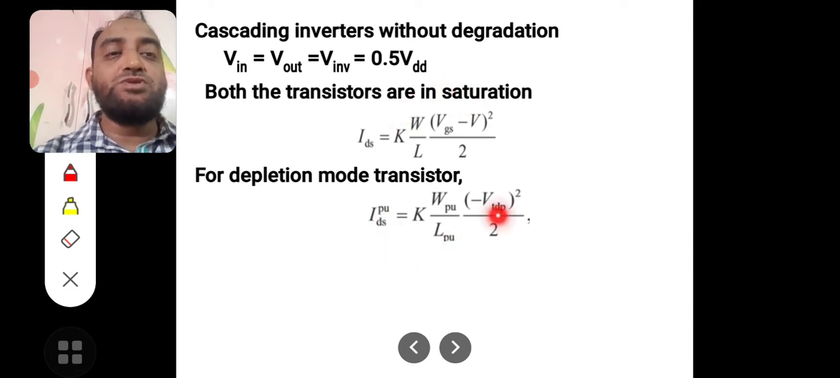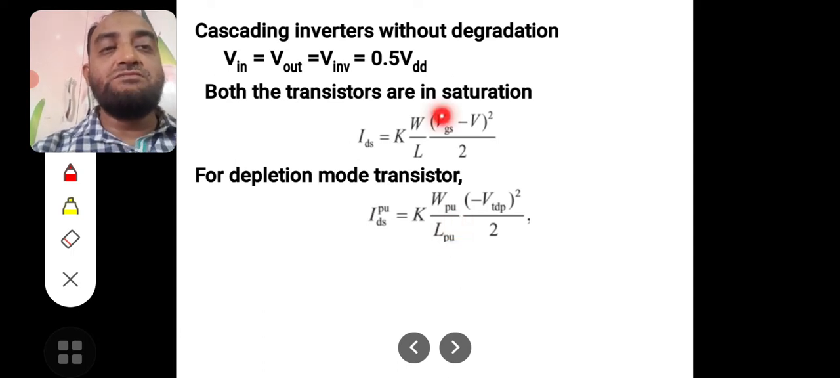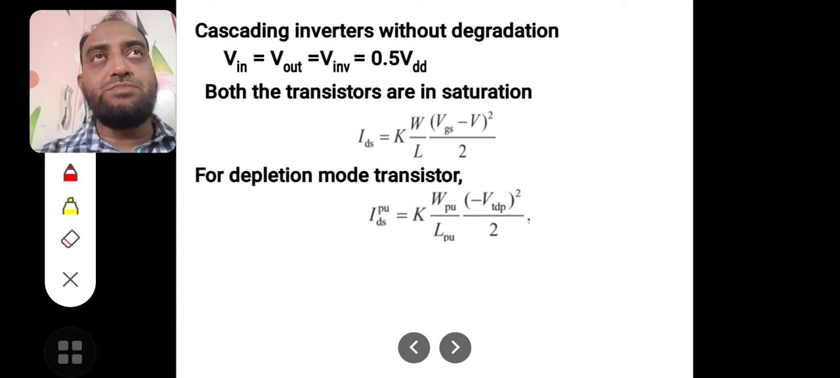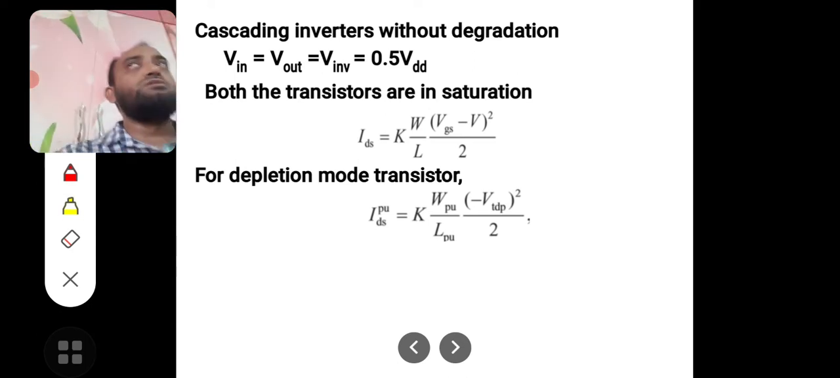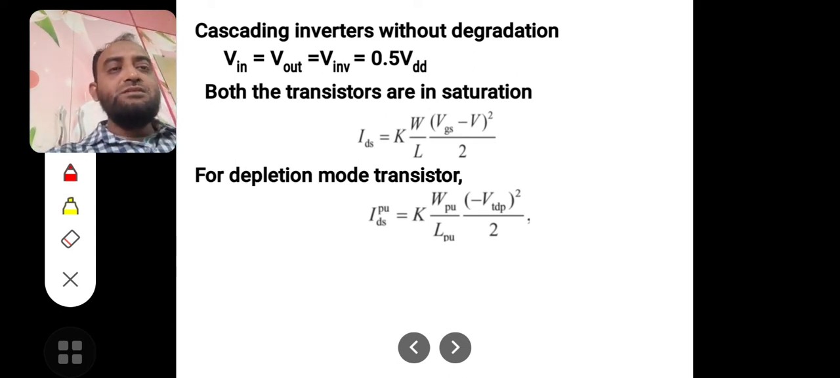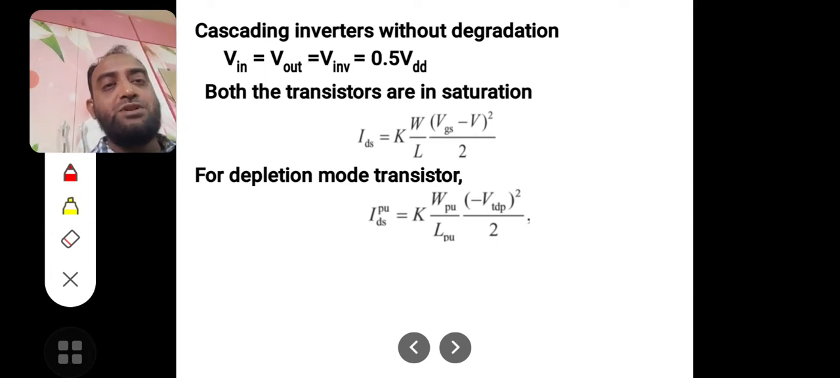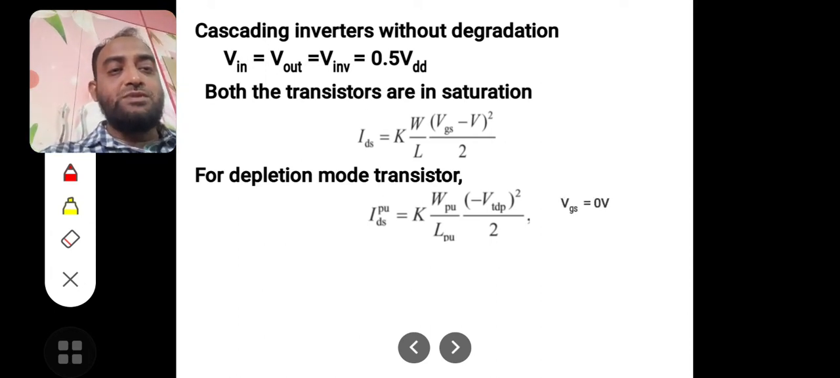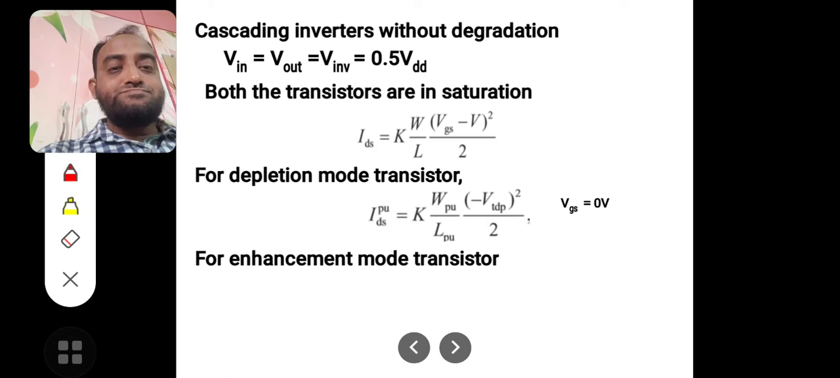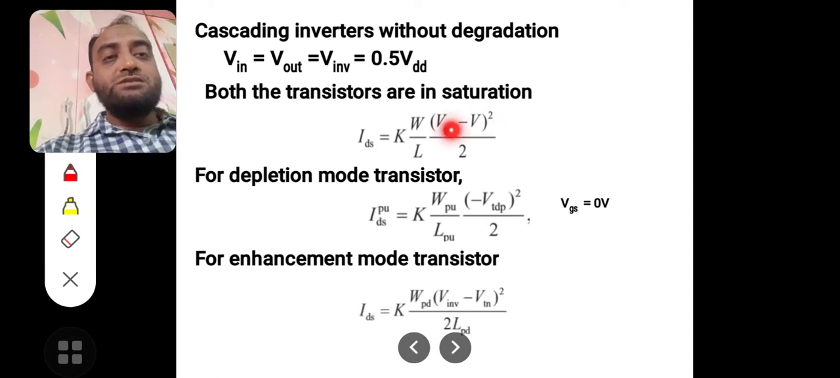For the depletion mode transistor, IDS of the pull up device is equal to k W by L, because VGS is 0 in the pull up case, as its input is connected to ground. So that is 0, that is why it is (0 minus VTD) whole square by 2. This is the standard equation.